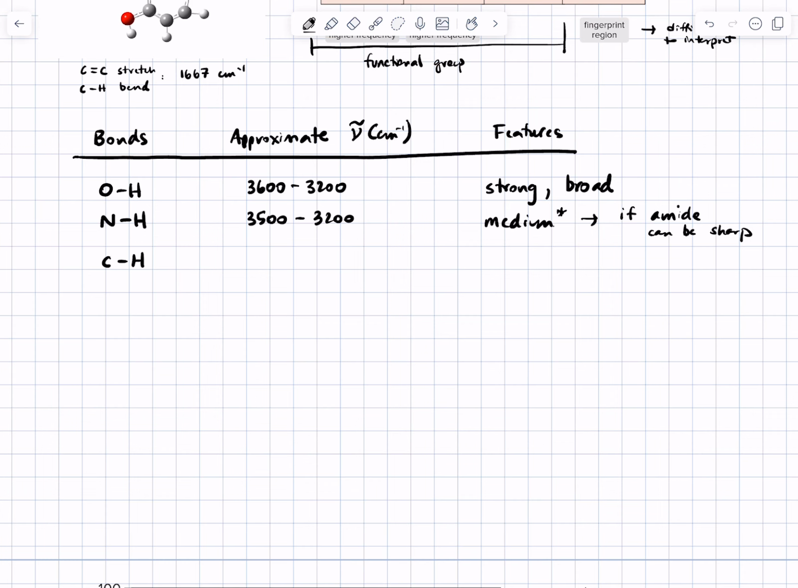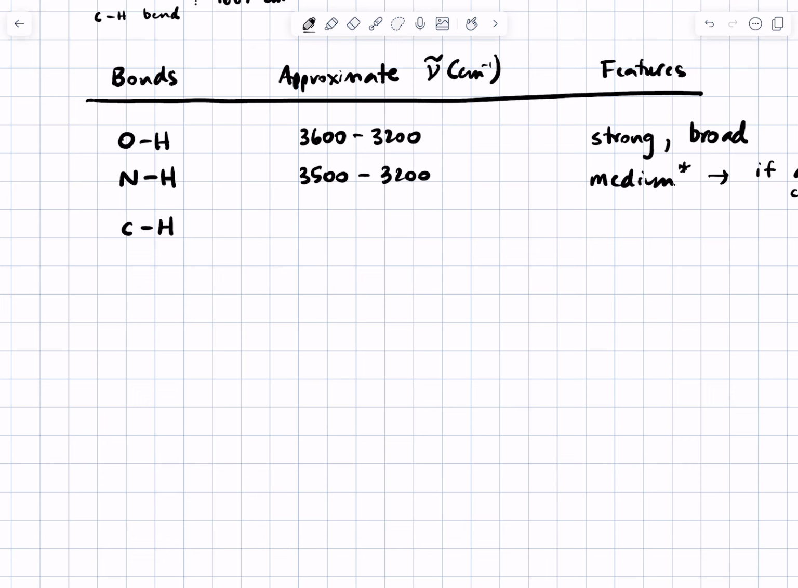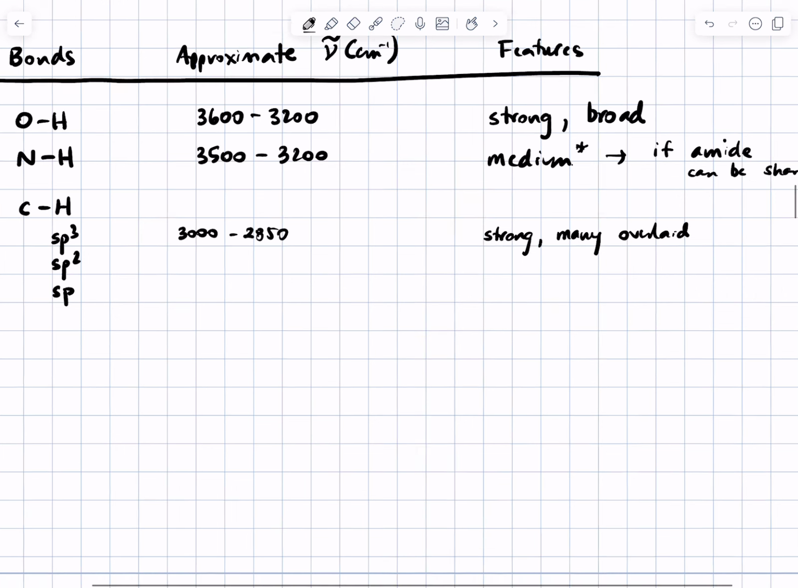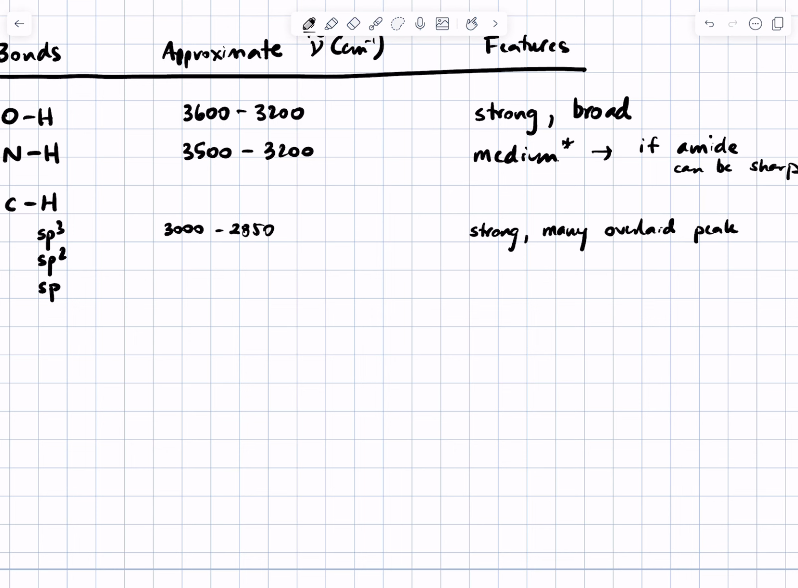CH bonds also vibrate in this region of frequencies, though it depends on what kind of CH bond. If it's an sp3, an sp2, or an sp CH bond, it changes a little bit. 3000 to 2850 is for just a regular sp3 bond. Generally, the peaks are strong, not particularly sharp because there are many overlaid peaks. So I'll show you examples of that, but it can be kind of messy.